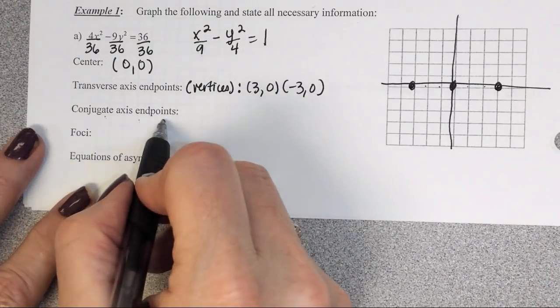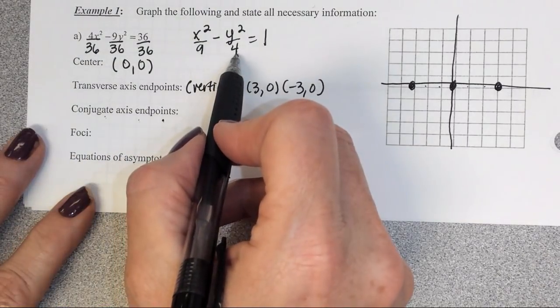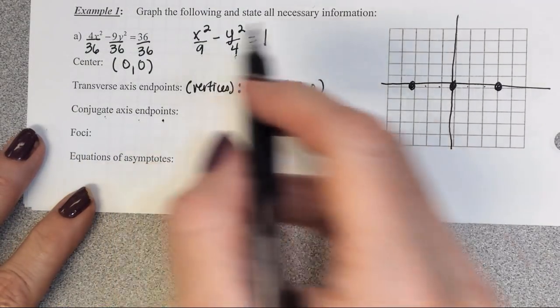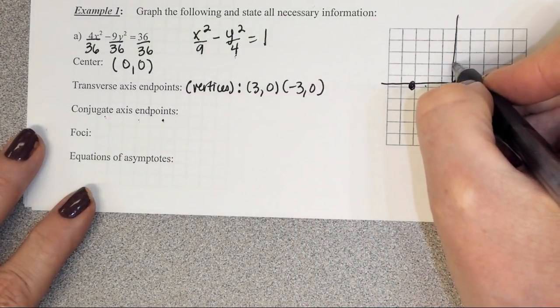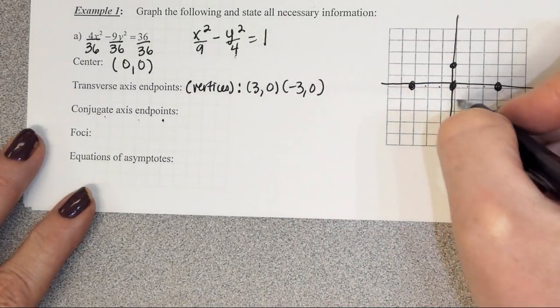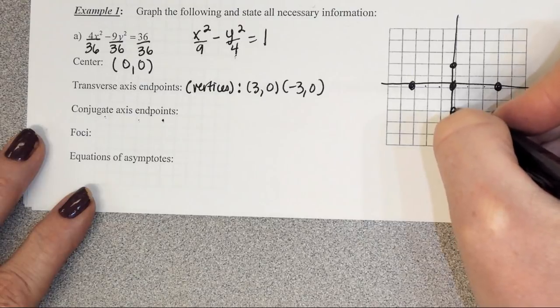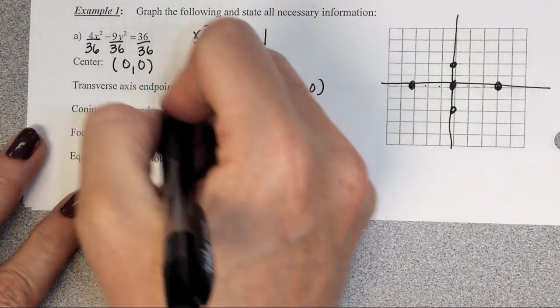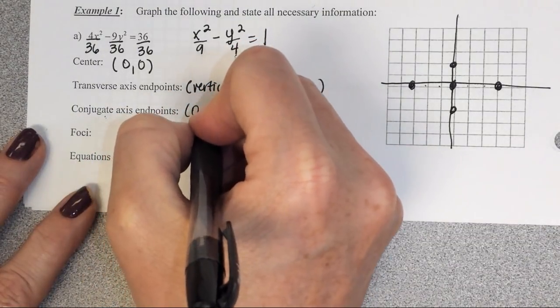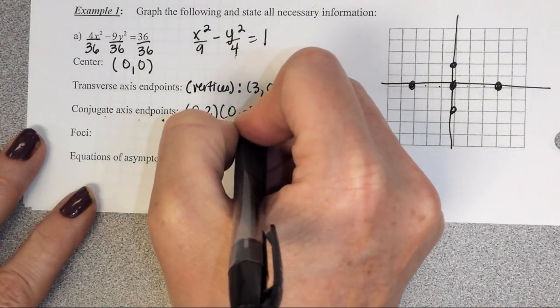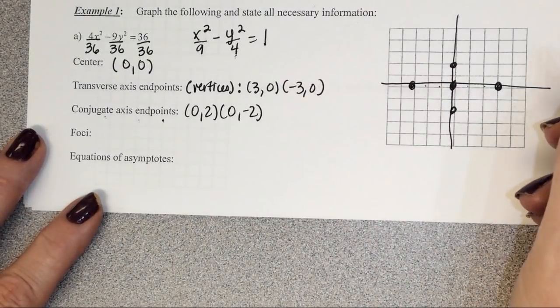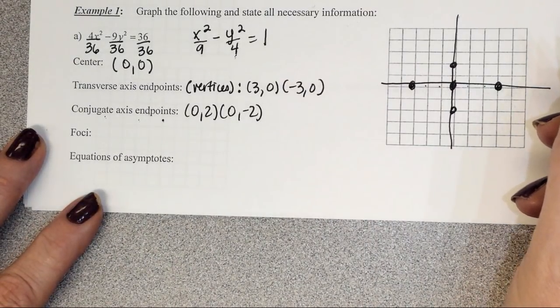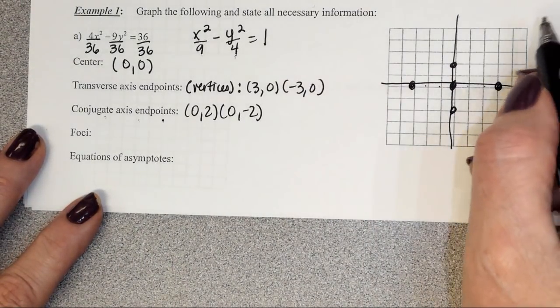The conjugate axis endpoints, this is the smaller number. So how far are we going to go out? 2 in the y direction, both ways, up 2, down 2. So that's going to be at 0, 2, and 0, negative 2. So far it's the same as the ellipse. Now's where it gets a little different.